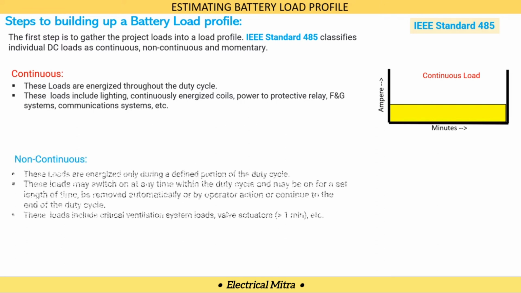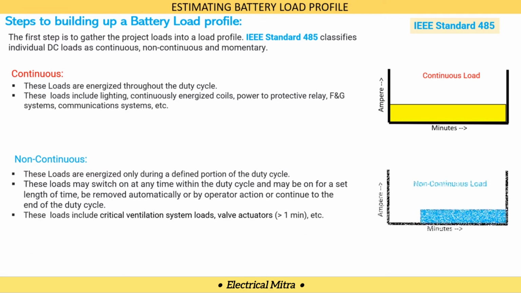Non-continuous loads are those which are energized only during a defined portion of the duty cycle. These loads may switch on any time within the duty cycle and may be on for a set length of time. They can be removed automatically or by operator action or continue to the end of the duty cycle. These loads include critical ventilation system loads, valve actuators, etc.